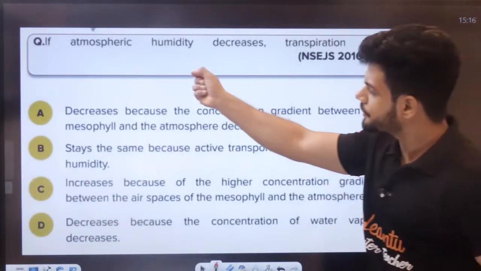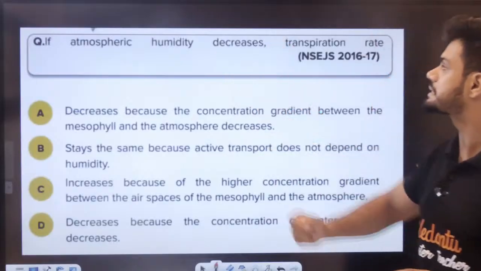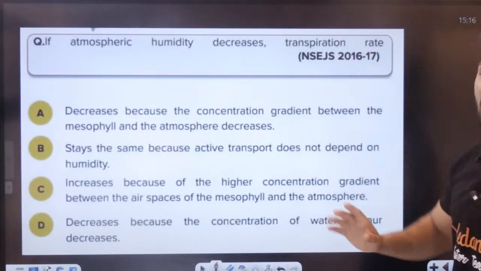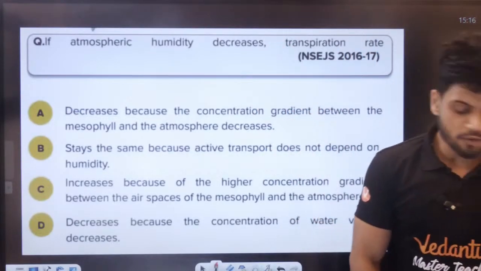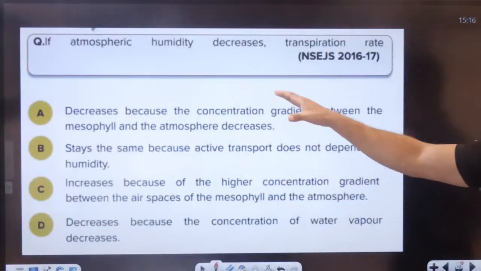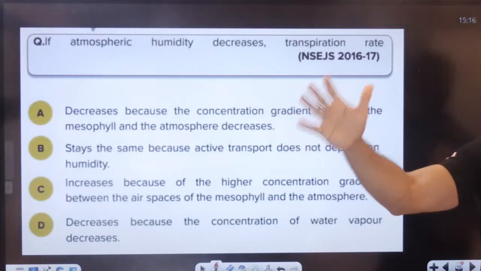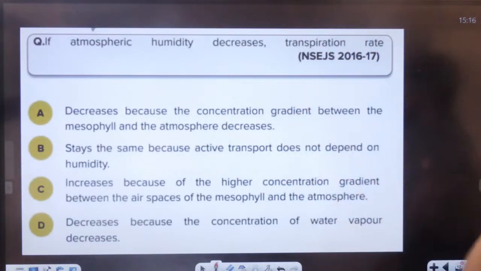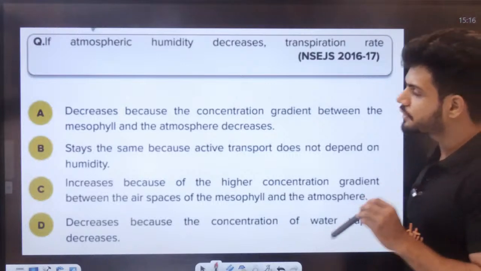If atmospheric humidity decreases, what happens to the transpiration rate? Students, if you're able to answer this question, quickly smash the like button, all of you.